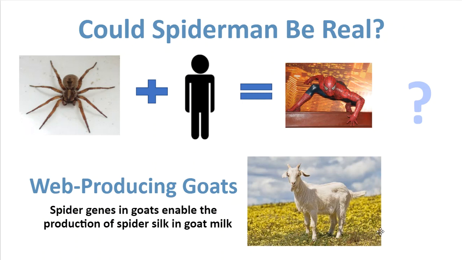But what we have done, hopefully for future use, is put spider genes in goats, and those goats produce spider silk in their milk. So we don't have high enough quantities yet to actually use, but we're hoping that they will be used in the future for construction, because the spider silk is so strong, it's amazingly strong and elastic. I think it's one of the strongest materials in the world.